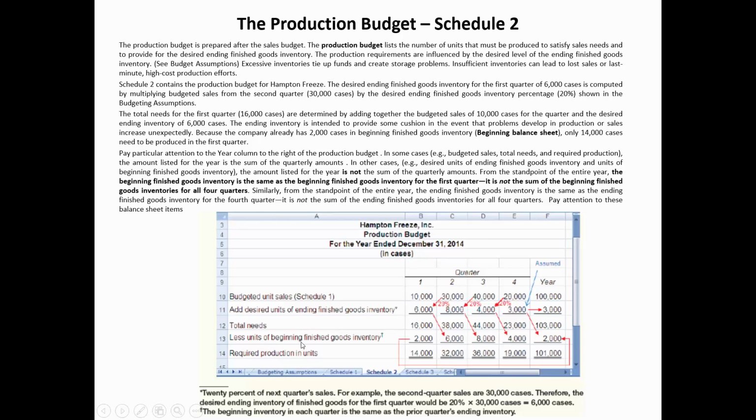However, there were some units of beginning finished goods inventory from the beginning balance sheet of 2,000. So they had 2,000 cases on hand. So the required production for this quarter will be 14,000.